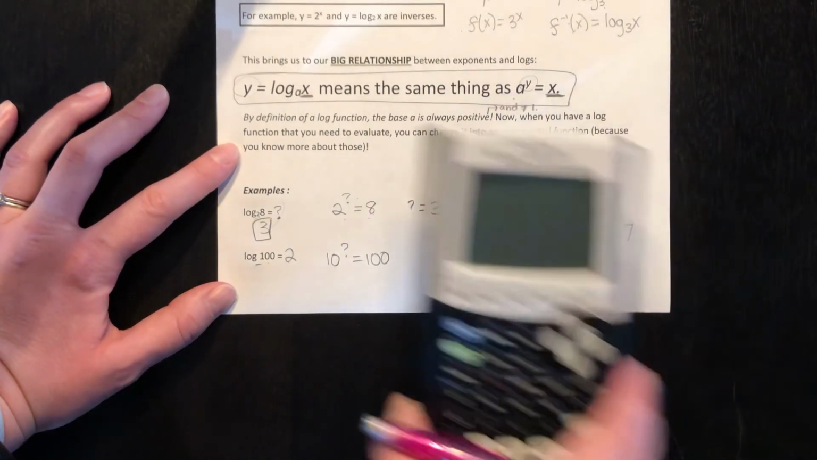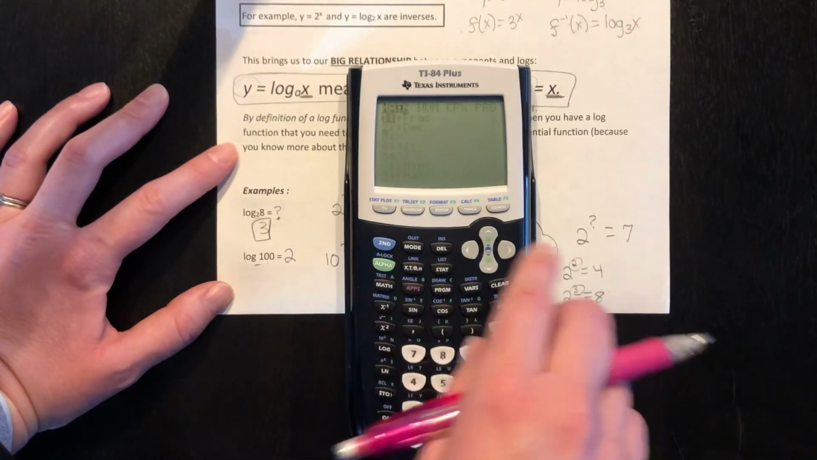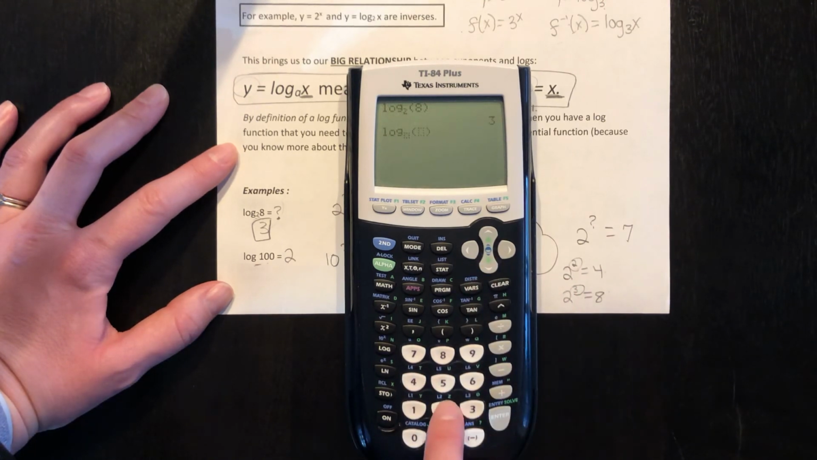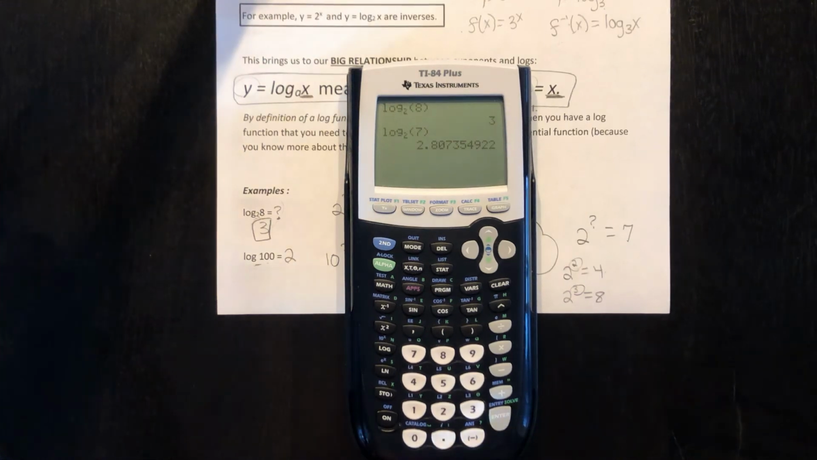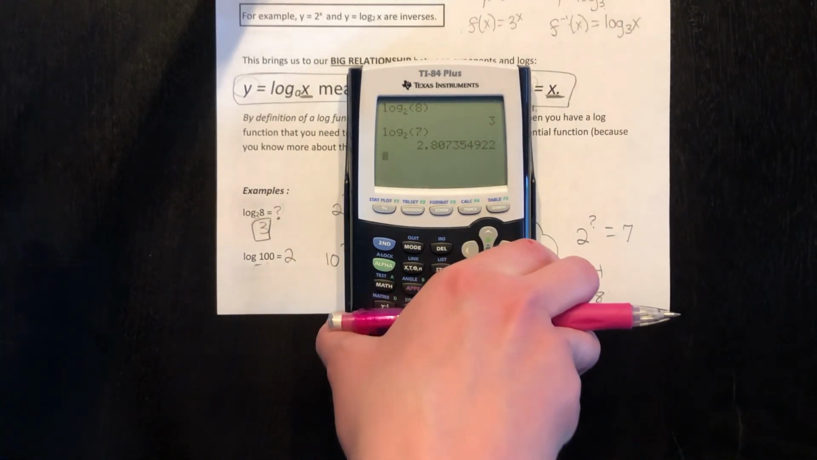Now again, your calculator could be helpful for that. You could say math, go down to the log base, and you could type that in, 2, 7, and you see that it's about 2.8. Now again, this is certainly a number you're going to have to round. This is not a pretty number, but at least your calculator can help you with that if necessary.